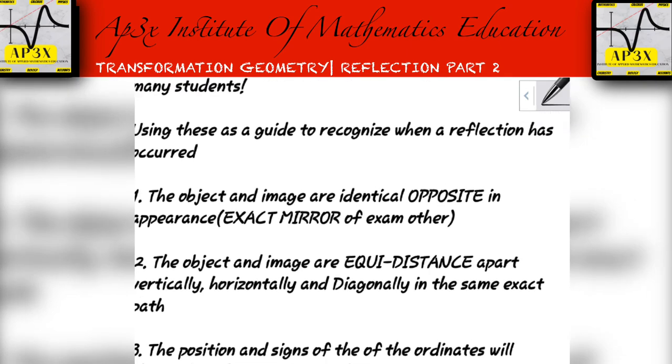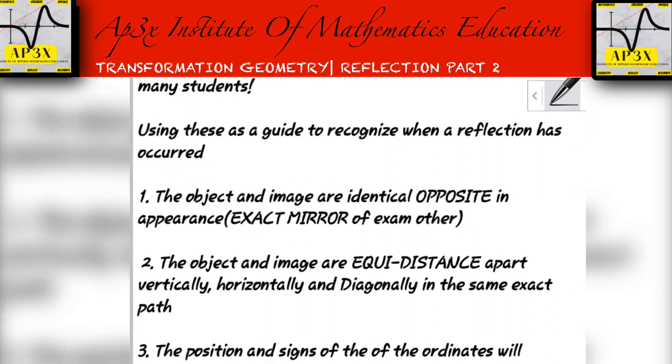Okay, so number one of the things that I use to recognize if a reflection has taken place is if the object and the image are identically opposite. Identically opposite means that they are the same shape, but they're turned backwards or upside down. So they're identically opposite in appearance. They're an exact mirror of the other.